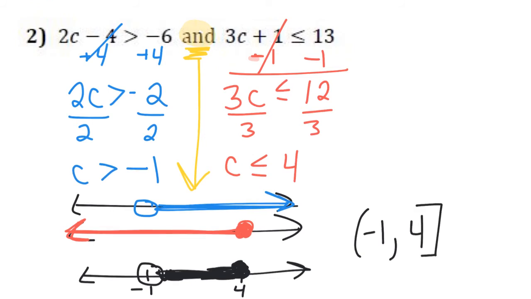And I'm going to use the bracket around the 4 because it's filled in. Notice I went with a parenthesis around the -1 because it is not filled in. It's an open circle.